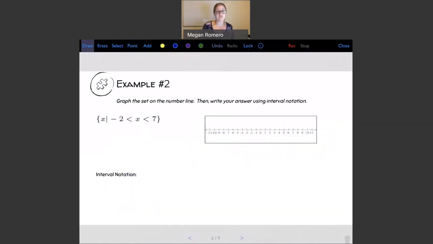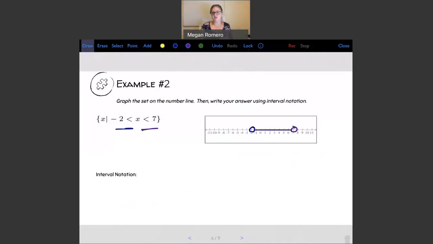Example 2, graph the set on the number line, then write your answer using interval notation. So in this case, we're talking about the set x. X is bigger than -2 and less than 7. Notice x is sandwiched in between those. So our leftmost endpoint is going to be -2, and it's going to be an open circle. Our rightmost endpoint is 7. It's also going to be an open circle. And then we join the two together.